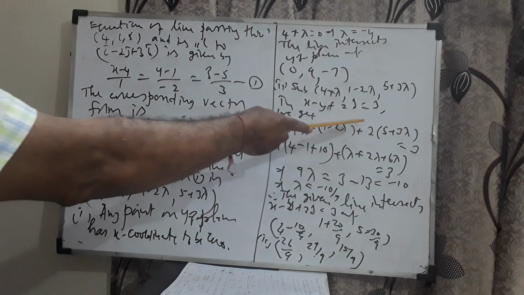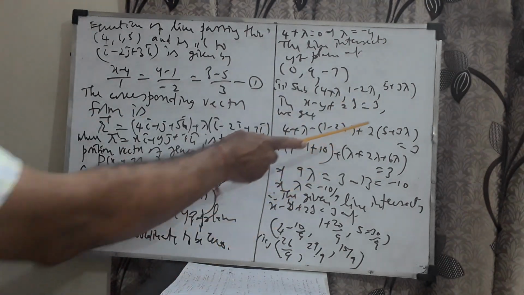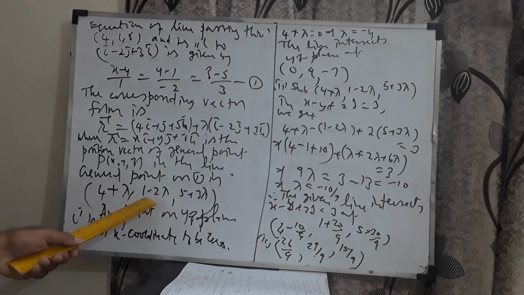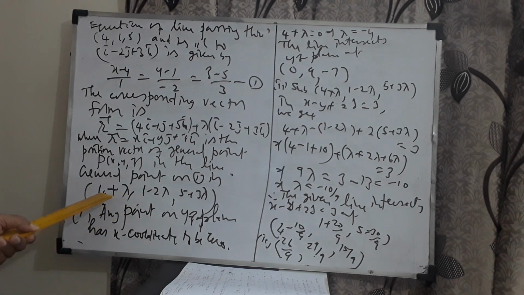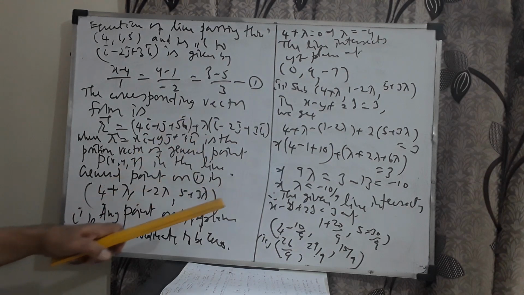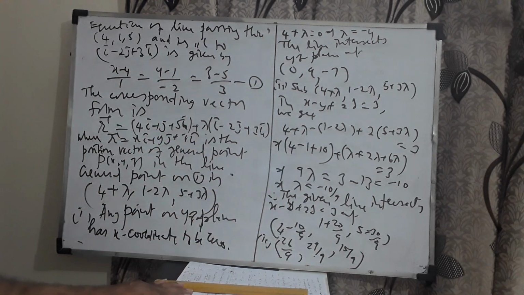The plane x minus y plus 2z is equal to 3. This is very well there in the syllabus. If you are asked to find where it intersects the XZ plane, put 1 minus 2 lambda is equal to 0. To find where it intersects the XY plane, equate 5 plus 3 lambda is equal to 0. Accordingly, you should proceed. Anyway, it's already 16 minutes.